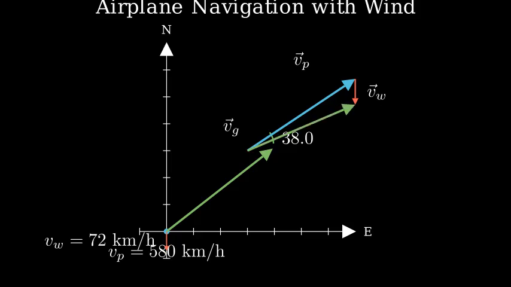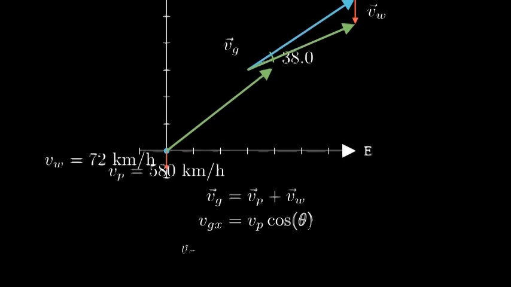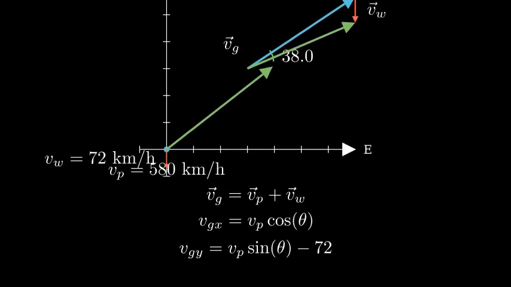To solve this mathematically, we need to use the fact that the ground velocity vector is the sum of the air velocity vector and the wind vector. We can break this into x and y components. For the x component, we have vgx equals vp cosine theta. For the y component, vgy equals vp sine theta minus 72 kilometers per hour.